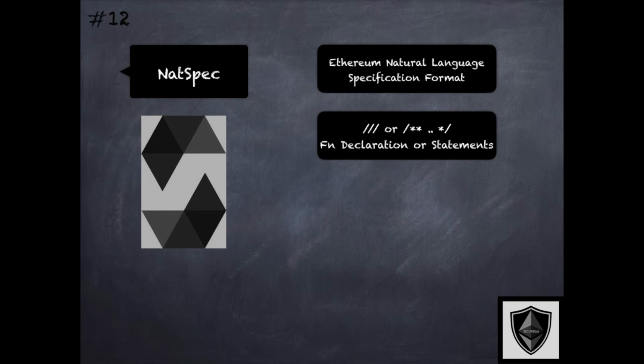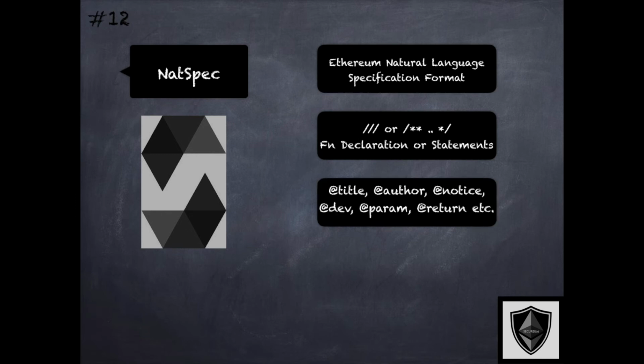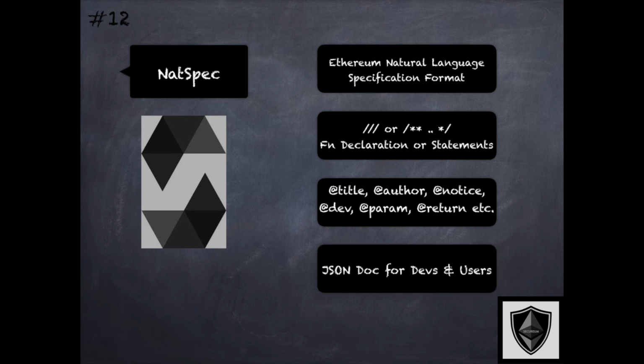These NatSpec comments come in many different types. There are many different tags, such as title that describes the contract or the interface, author that specifies the developer who is authoring this contract, the notice tag that explains to an end user what this particular contract or function does, and the dev tag that is directed towards the developer for any extra implementation-related details. There are also specific tags related to function parameters, the return variable, and so on. These NatSpec comments are meant to automatically generate JSON documentation for both developers as well as users.